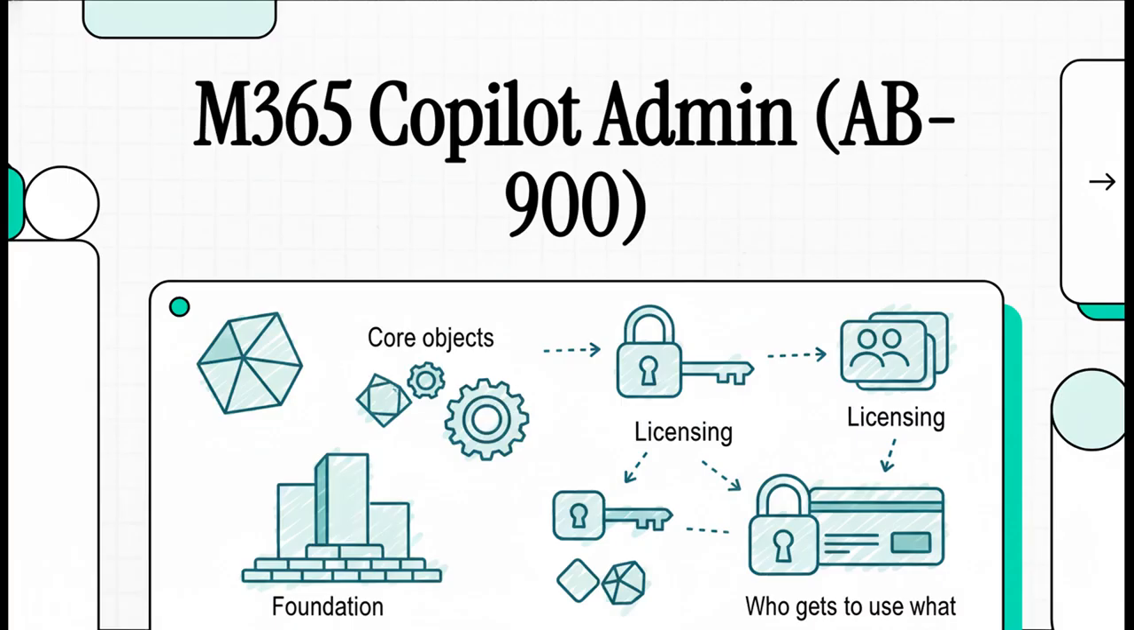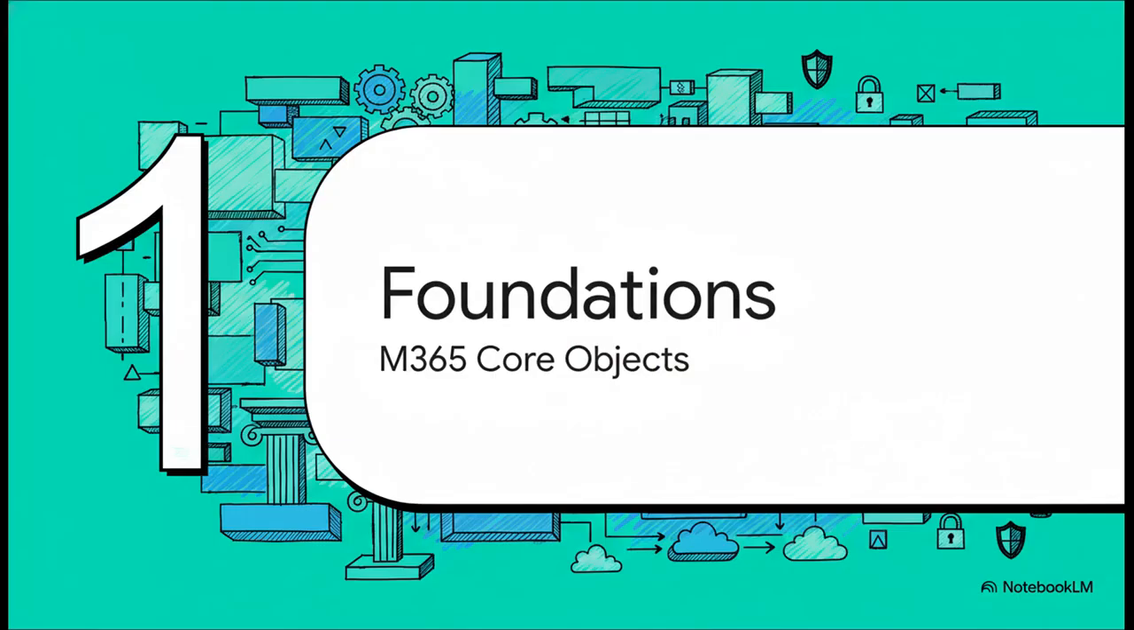So our analysis has to start with a really granular look at these core objects and the licensing that controls what they can do. This isn't just some prerequisite, folks. This is the fundamental control plane for the entire AB-900 certification. All right, first up, we're going to deconstruct the M365 environment into its most basic parts. Before we can even think about applying a security policy to a Copilot prompt, we have to understand the objects that prompt is going to touch.